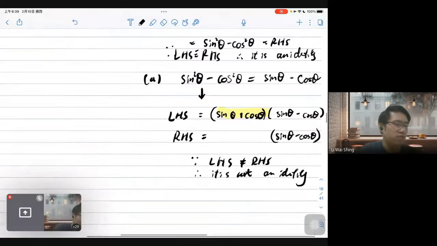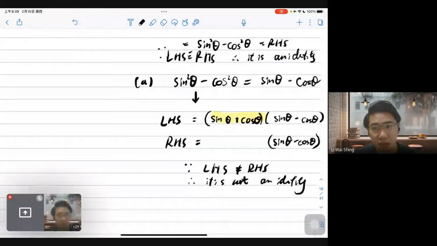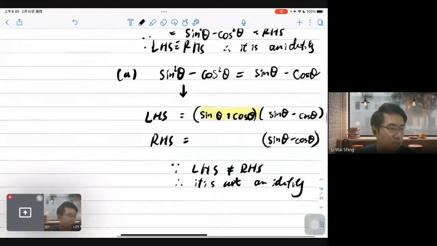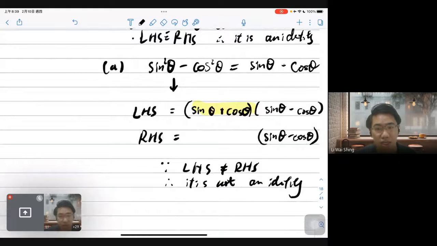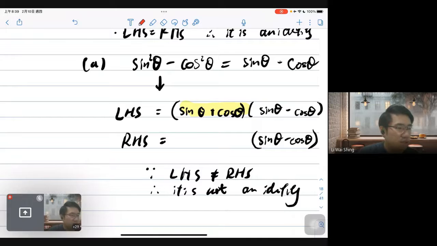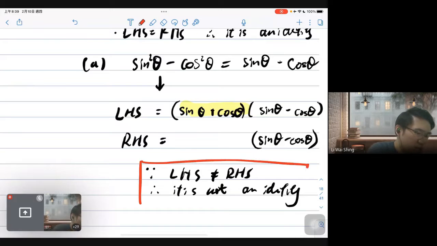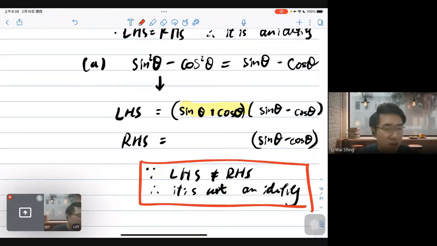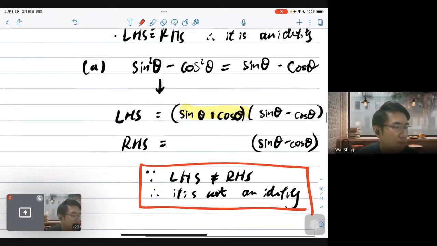It's a trap for you, some of you. Okay, I did not type prove it is an identity. Actually I forgot to type that. Actually for this question, you should determine it is an identity or not. However, I forgot to type that question. So for this question, you know that now it's not an identity.